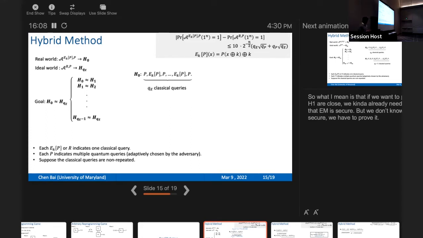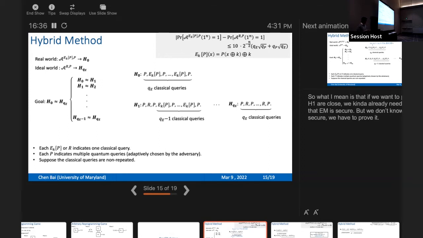So right, our goal is just to get HQE from H0. So basically we need to change every EK to R, right? So we do this step by step. So from our first hybrid H0, we get H1, where we just change the first EK to R and keep everything else unchanged. So right, following this idea, we change the second EK to R, and we get H2, and so on.